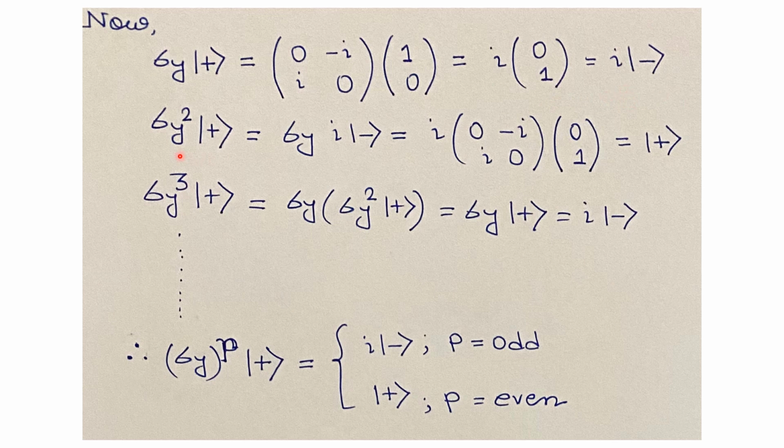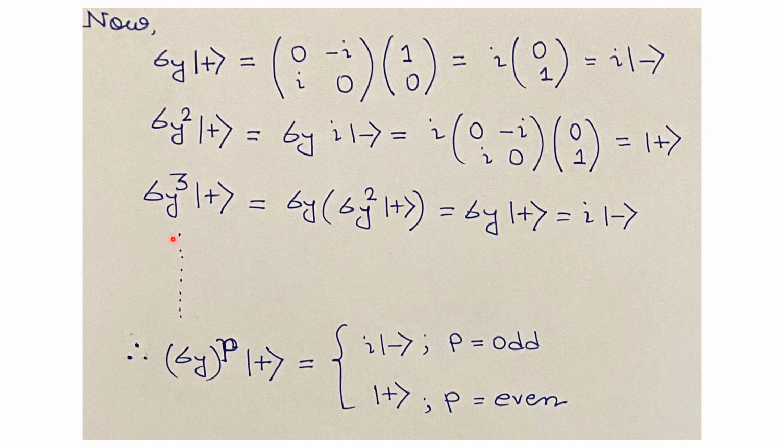Now, sigma y square acting on the plus state, we can write as sigma y times sigma y acting on the plus state. Sigma y acting on the plus state gives I times the minus state. So we can write sigma y times I times the minus state. Now, sigma y acting on the minus state, we can write as 0 minus I, I 0, times 0 1, that is the minus state. After multiplication it will finally give the plus state.